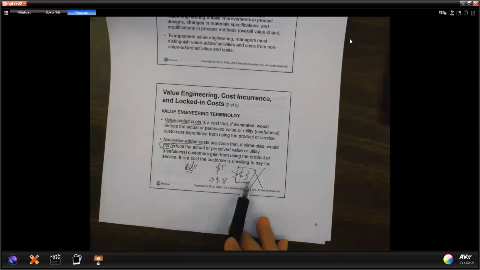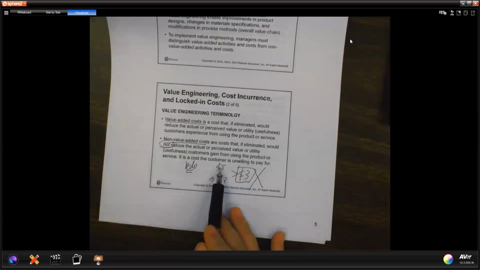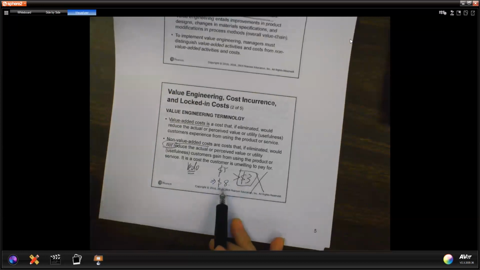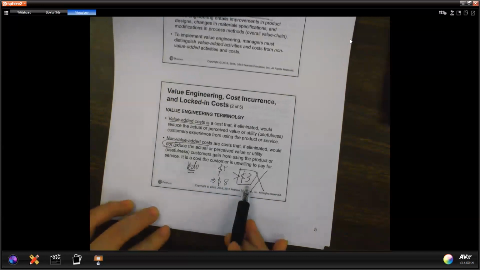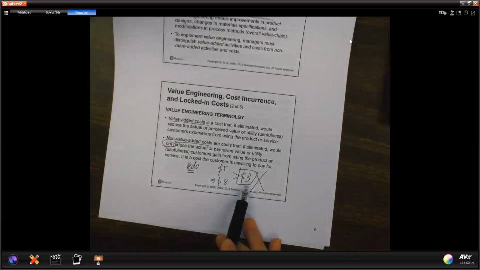When you charge your customer, they will say, I'm only going to pay you $5. You made the mistake, you spent an extra $3. That's not my fault. I only pay you $5, I don't want to pay you $8. Then the extra $3 will be your non-value added cost. And we should try to decrease these costs.